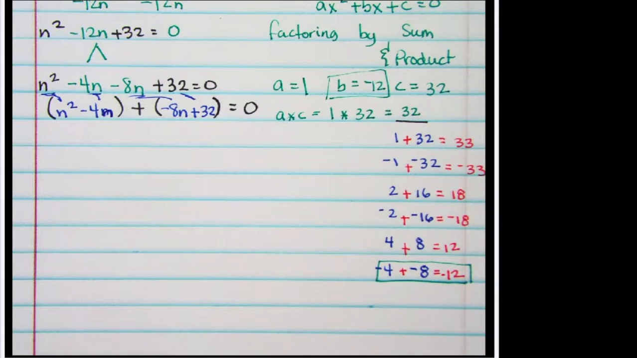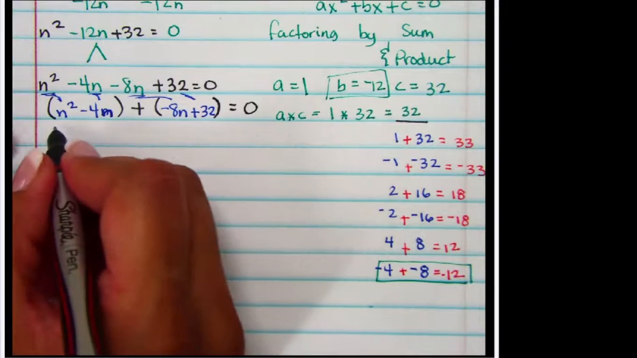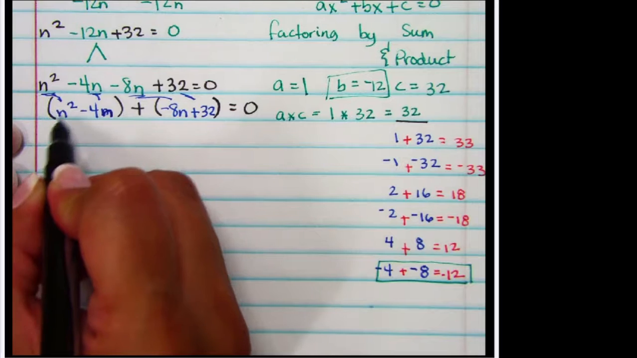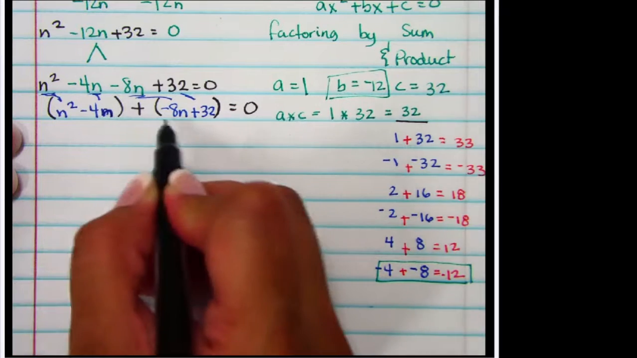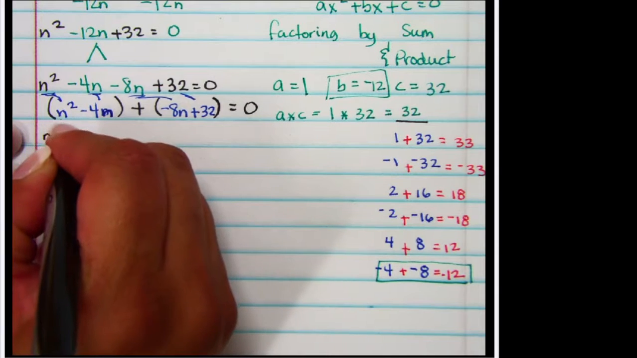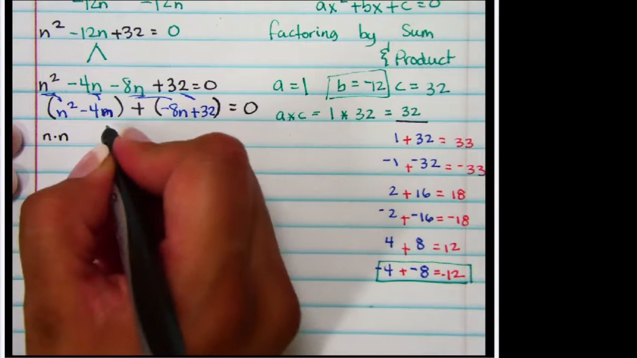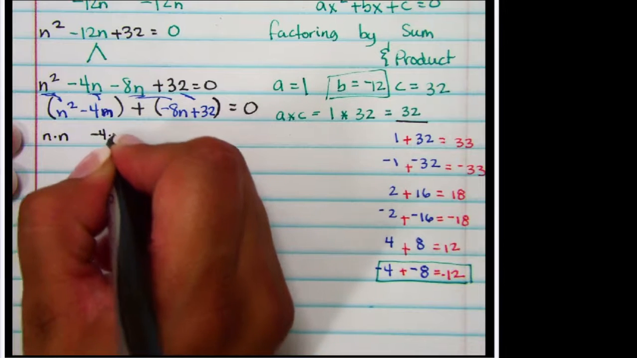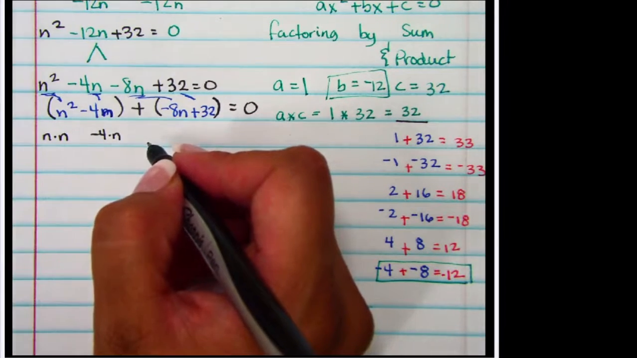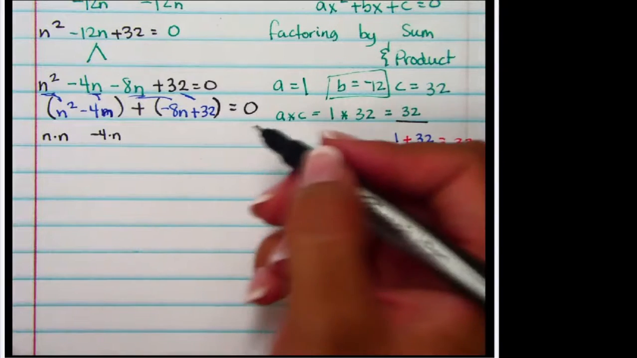Now that I have my groups, it's time for me to start actually looking at the factors that I need for each individual term. That is the things that I need to have in order to multiply together and give me these individual values. N squared is achieved by taking n times n. Negative 4n could be written as negative 4 times n. Sure, we could go into 2 times 2 is 4, but I'm not going to at the moment.